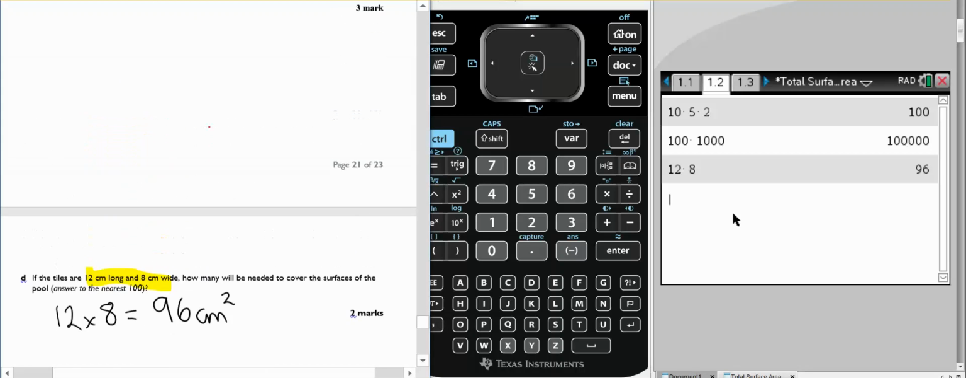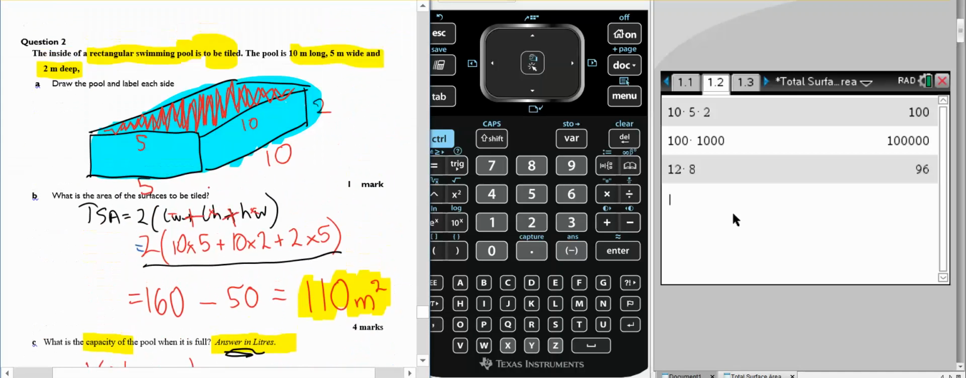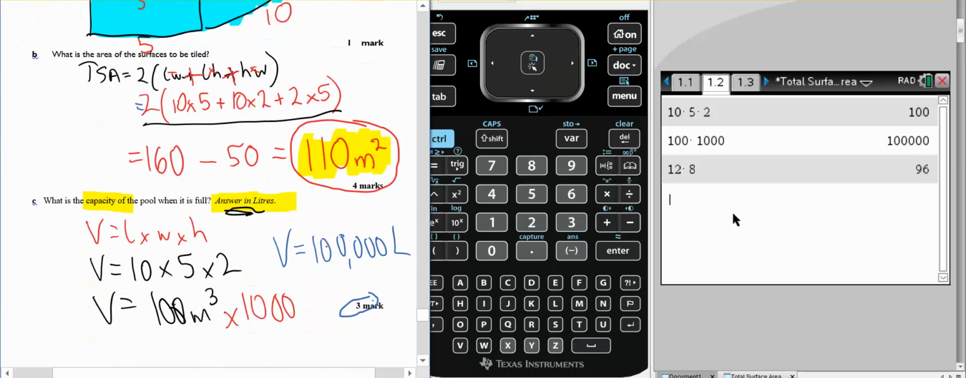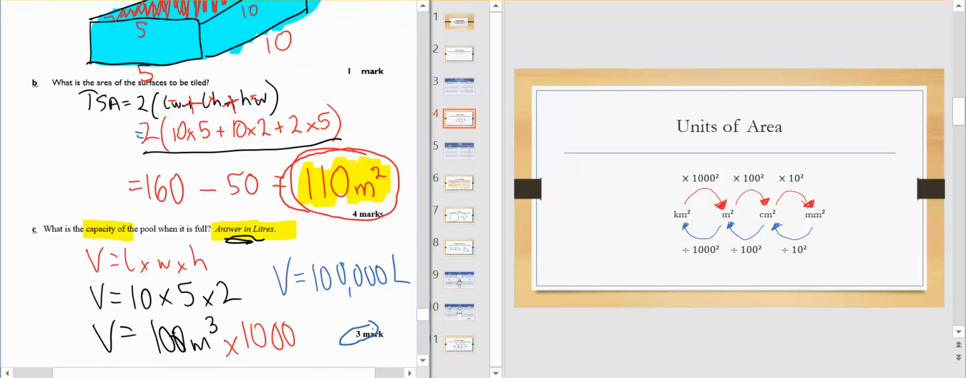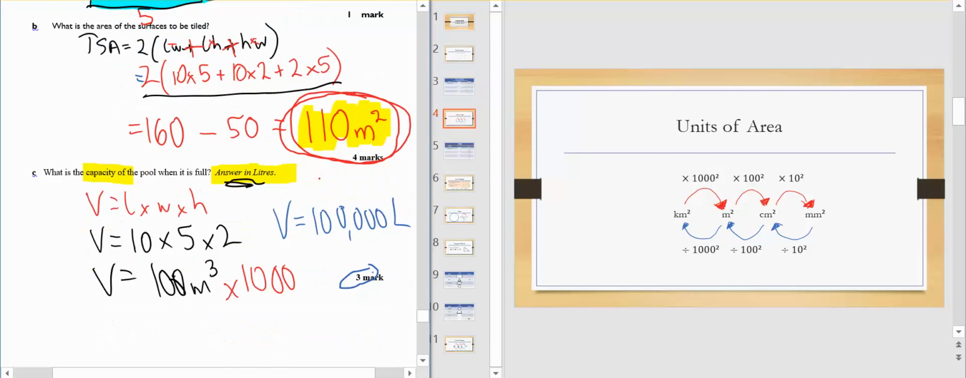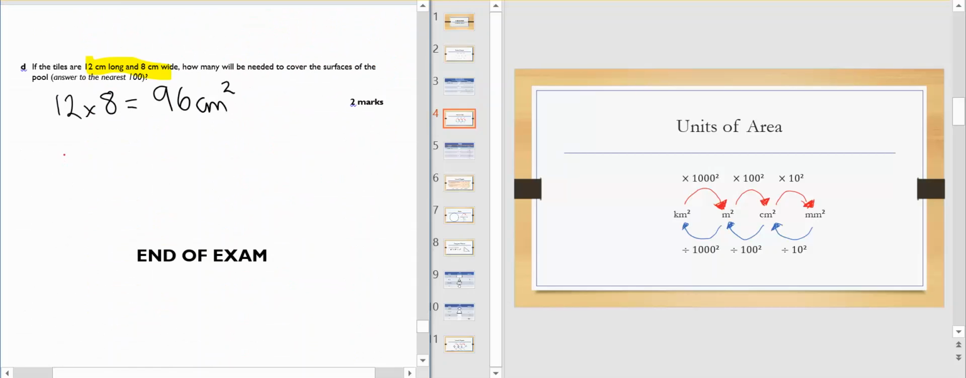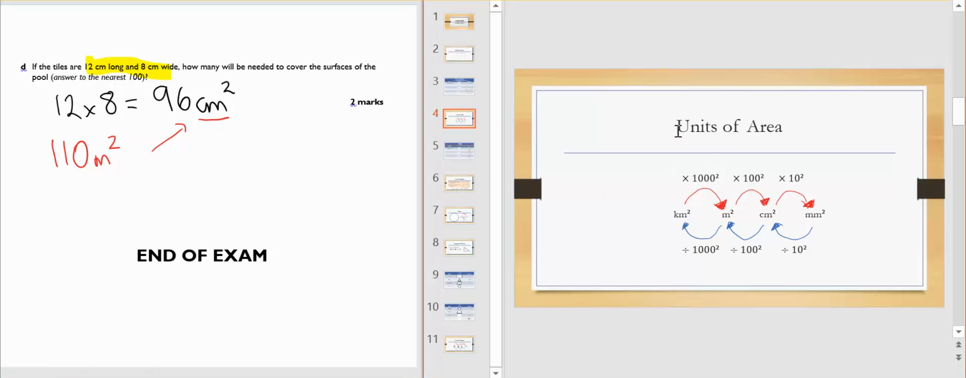The next thing we need to do is go back to our original total surface area, and it was 110 metres squared. 110 metres squared is the total area that needs to be tiled. We can work out what the 110 metres squared is in centimetres, because we need them in the same units. So if we go to our exam book and find the units of area section, we need to go from metres squared to centimetres squared.